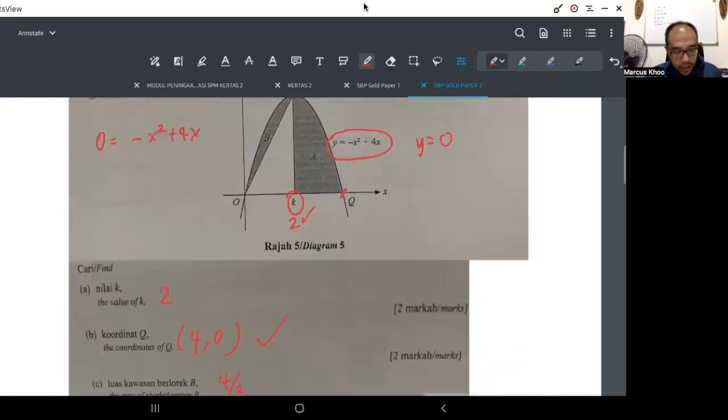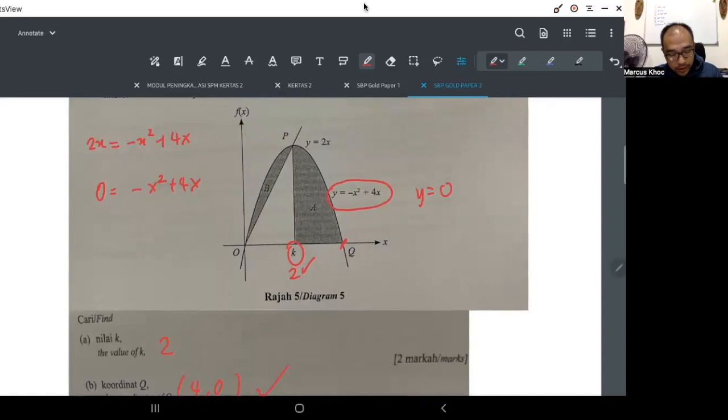The area of the shaded region B. The area of the shaded region B will be the area under the graph from 0 to 2, minus the area of the triangle. The only problem is I don't know the height of the triangle. The height is very easy to find. If x equals 2, then y equals 2 times 2, which is 4. So the height of the triangle is 4.